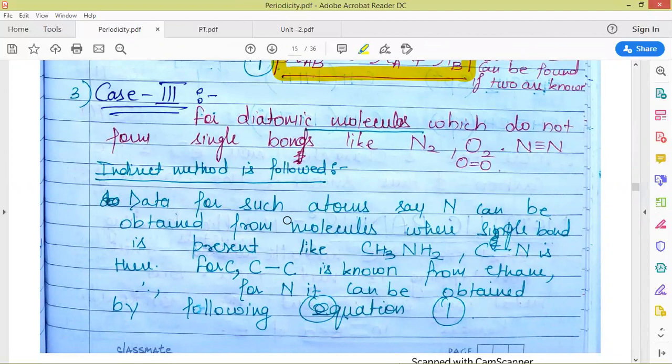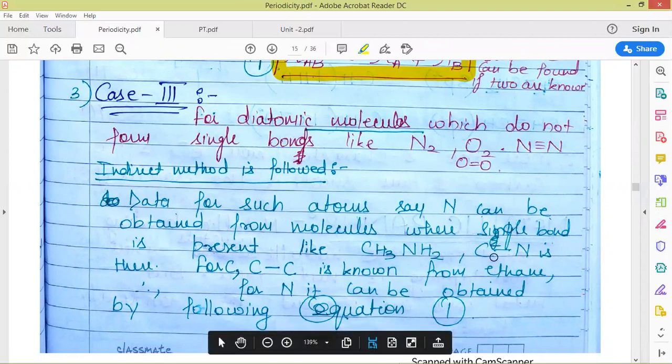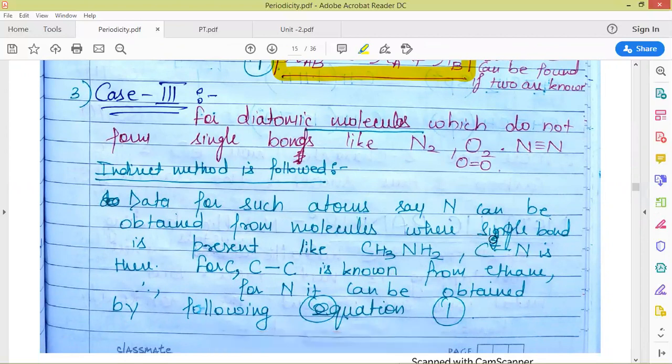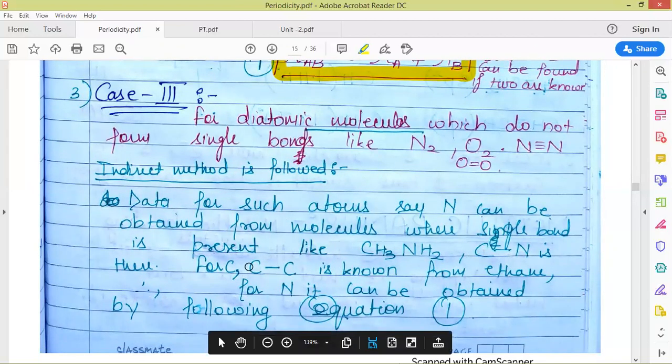The data of covalent radii for such atoms, say we're talking about nitrogen, can be obtained from molecules where nitrogen is bonded to some other atom through a single bond, and for that other atom a single-bonded homodiatomic molecule, with two similar atoms, is also possible. So here we are taking the example of this.